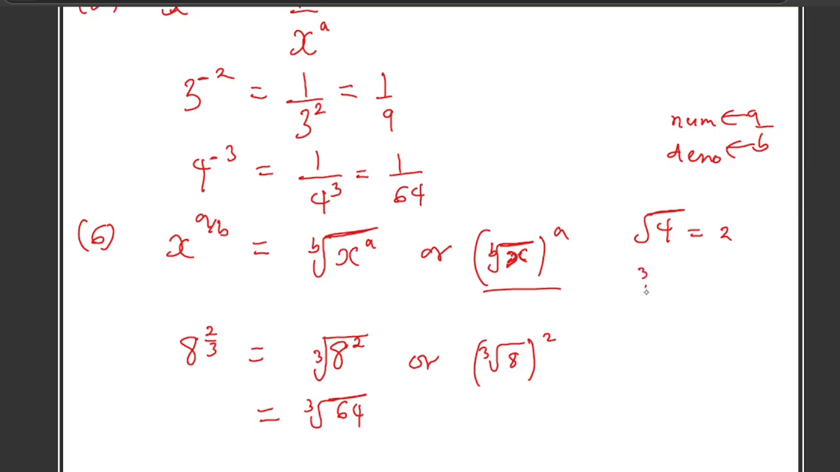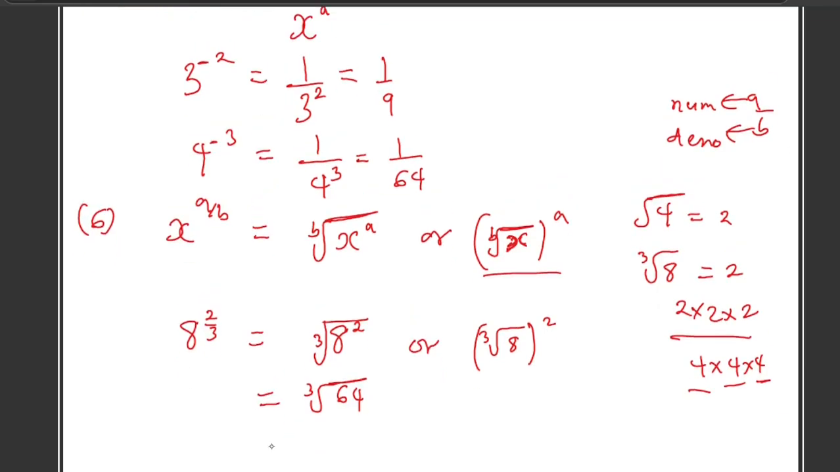Cube root, for example, of 8 is 2. Why? Because 2 times 2 times 2 is 8. The cube root of a number is a number you multiply by itself 3 times to give that number. You multiply 2 by itself 3 times to give 8, so the cube root of 8 is 2. For 64, you multiply 4 by itself 3 times: 4 times 4 is 16, times 4 is 64. That means the cube root of 64 is 4. That's the meaning of cube root: the number you multiply by itself 3 times to give that number.